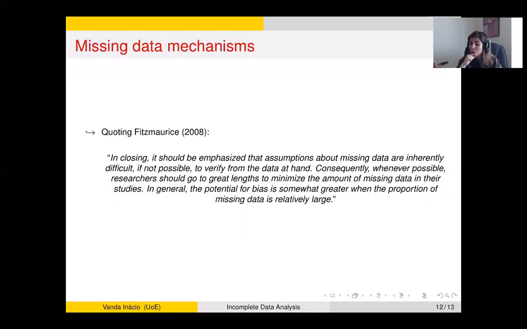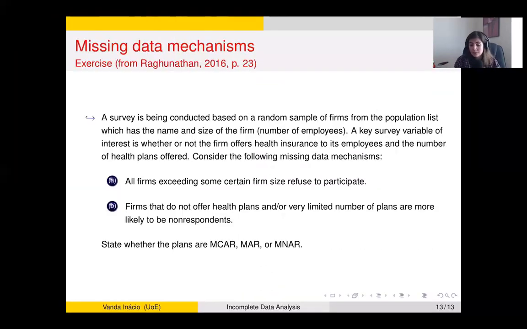And to finish this part, I will quote Fitzmaurice, where he says that it should be emphasized that assumptions about missing data are inherently difficult, if not impossible, to verify from the data at hand. And so whenever possible, researchers should go to great lengths to minimize the amount of missing data in their studies. We have talked already about this: when we have a word to say about the design of the study, we should try to do our best to minimize the occurrence of missing data. And now, just to conclude, let's do an exercise.